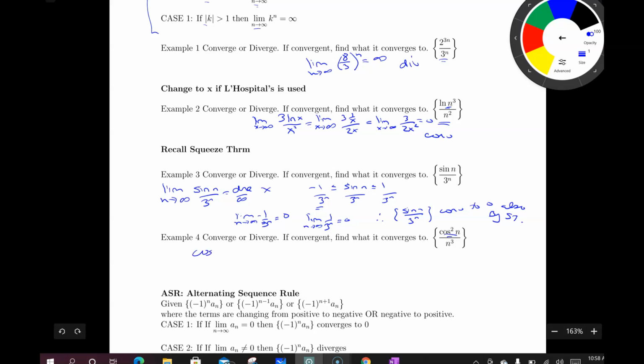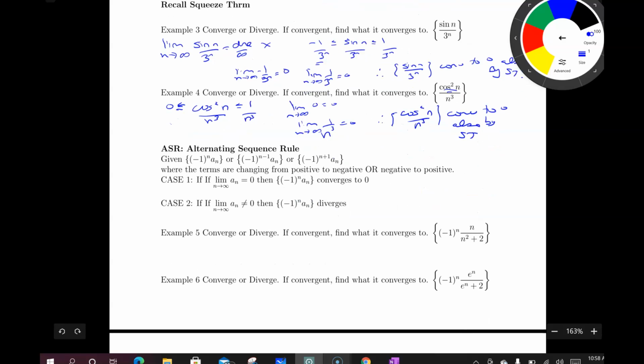Cosine squared is just squeezed between 0 and 1 because it's being squared. So I divide everywhere by n cubed. Not going to do that one, it's still going to be 0. So the limit as n goes to infinity of 0 is 0. The limit as n goes to infinity of 1 over n cubed is 0. Therefore, I know this converges to 0 also by squeeze theorem.